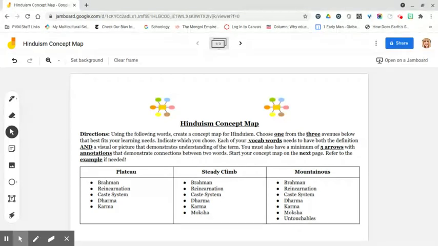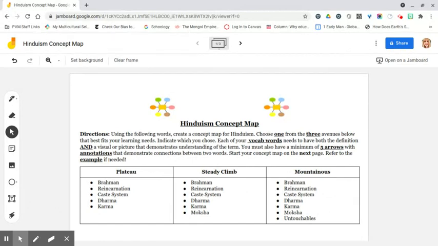So what you are going to do is put these words on your concept map, and the big higher level thinking skill is connecting them all together. I first need you to indicate which one you are going to do. So you can use the pen over here to circle it.